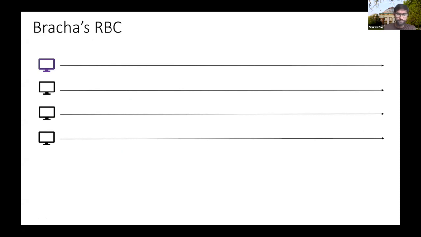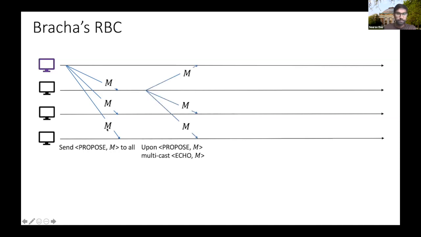So this protocol has very simple interfaces. The first thing is the proposal phase. Here, the dealer is the first node. The dealer sends the message in a proposed message to everybody. Upon receiving the proposed message, all the nodes multicast an echo message to others. They just forward the message to others, and everybody does this. So this is called the echo phase.